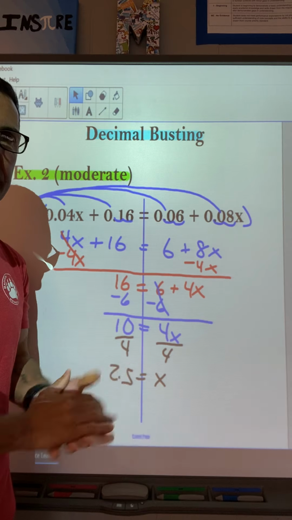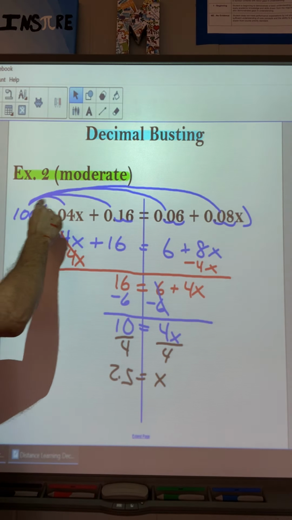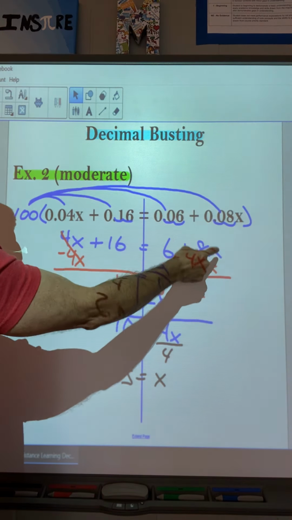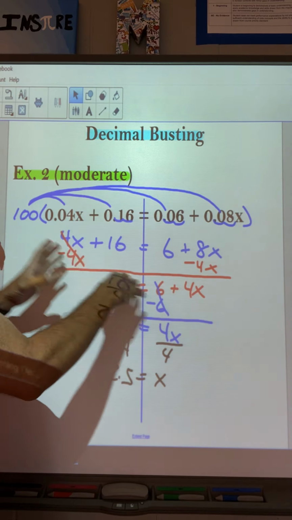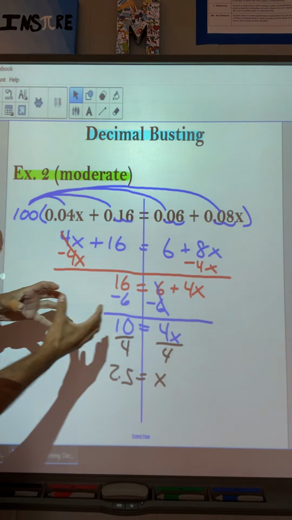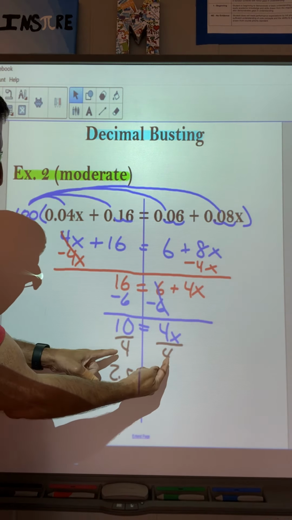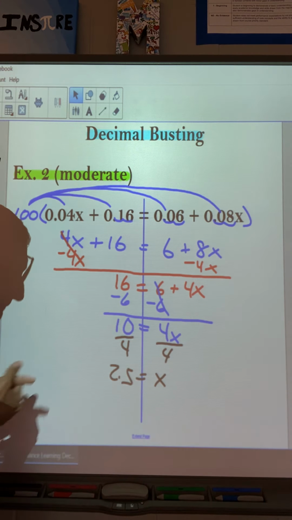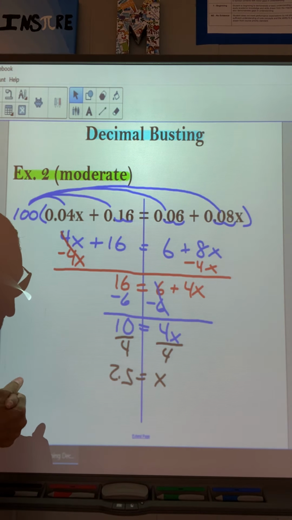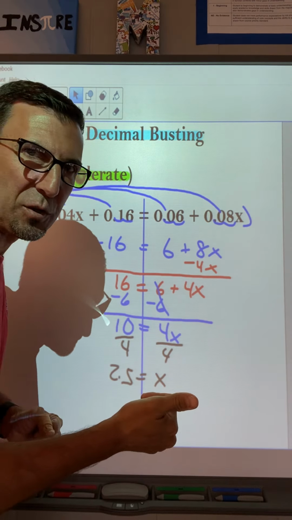And that's it. So again, make sure you distribute the 100 to each piece. Move all the x's to one side, move all the numbers to the other side, divide to undo your multiplication, and whammo, you're good. Okay, let's try one more before I put you on your own.